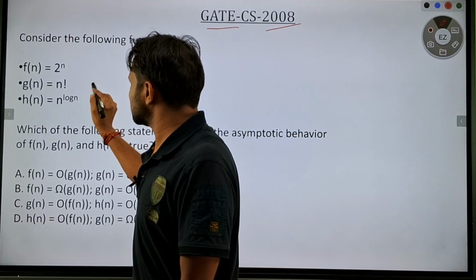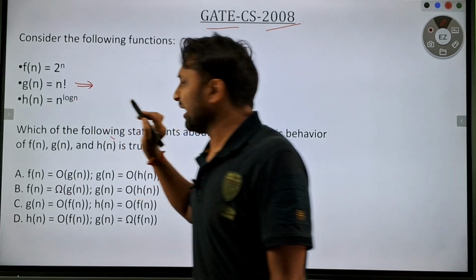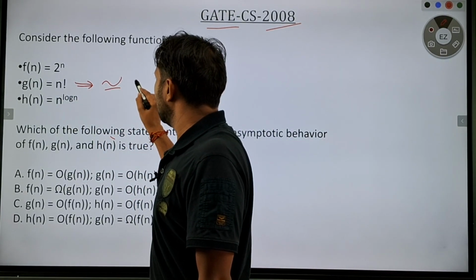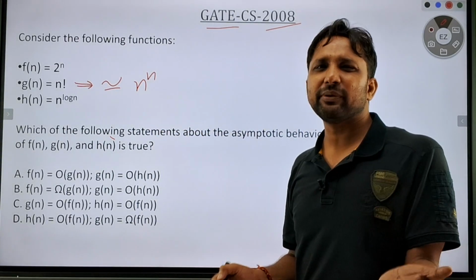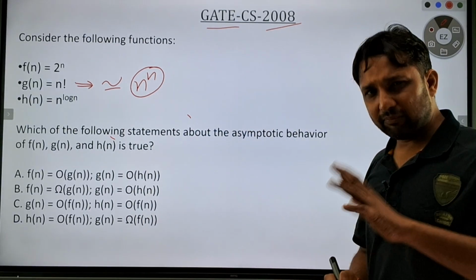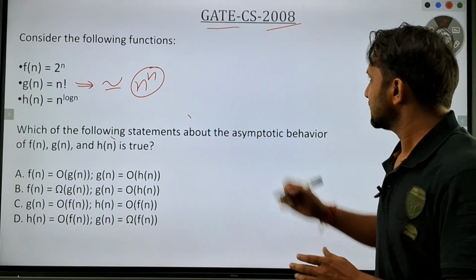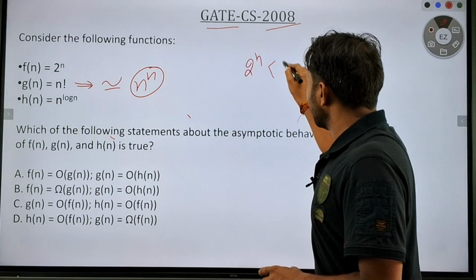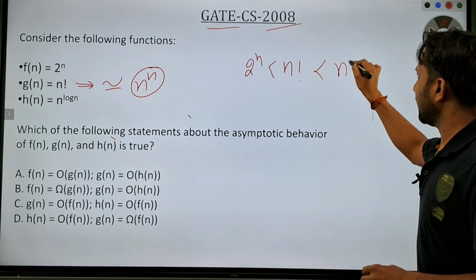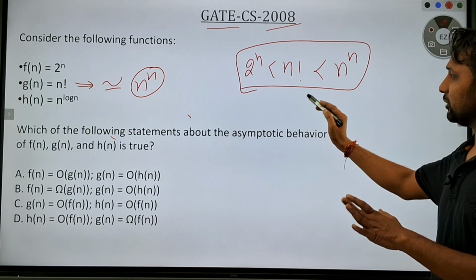One thing you can see directly, take it as a thumb rule: whenever you see n factorial, you can write it as approximately equal to n power n. Take this as a thumb rule. Let me give you one more standard piece of information before solving this question. See, n factorial is greater than 2 power n, and n factorial is smaller than n power n. So this is another standard thing you need to know.